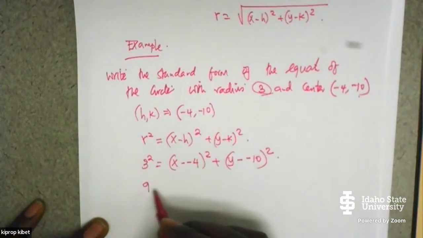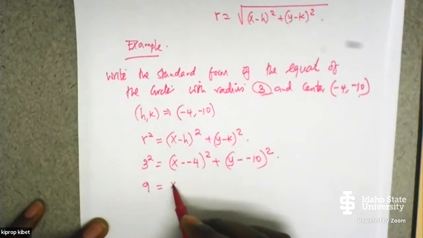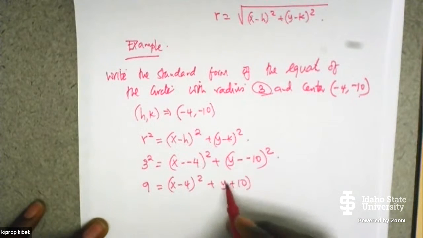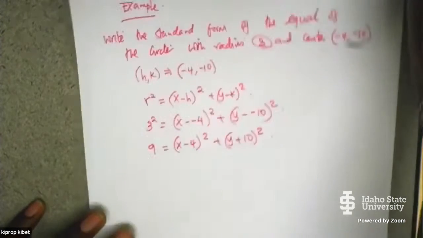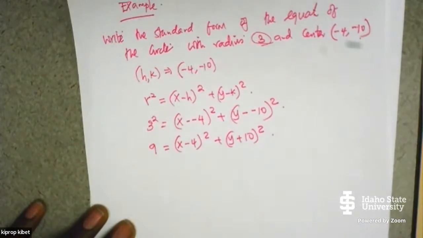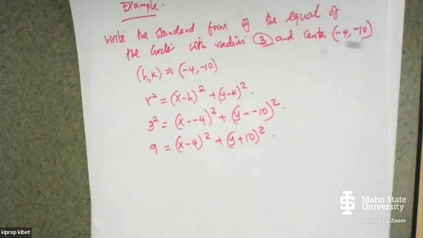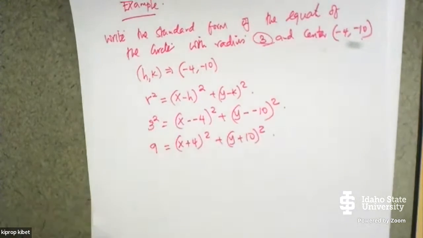So this is 9 equals x plus 4, and then you square, plus y plus 10, and then you square. You can actually expand this, or you just leave it like that. So that is actually the standard form. So you can expand it, or you can leave it the way it is.